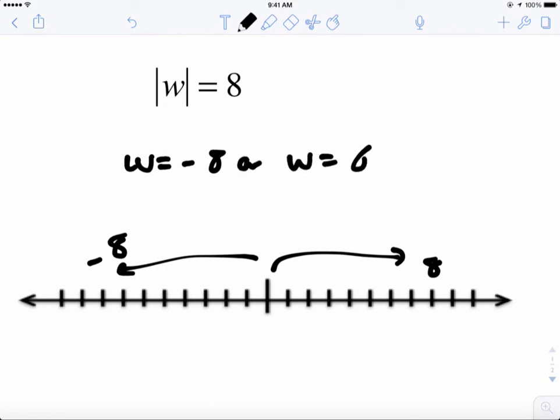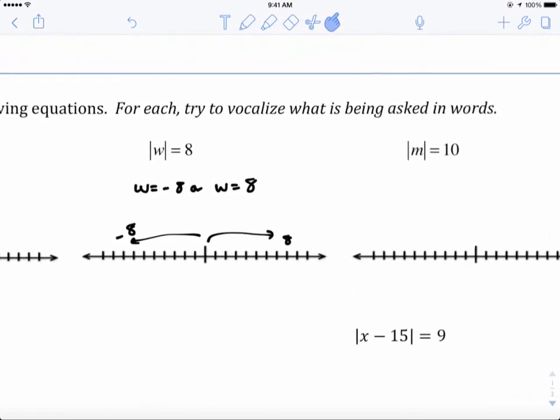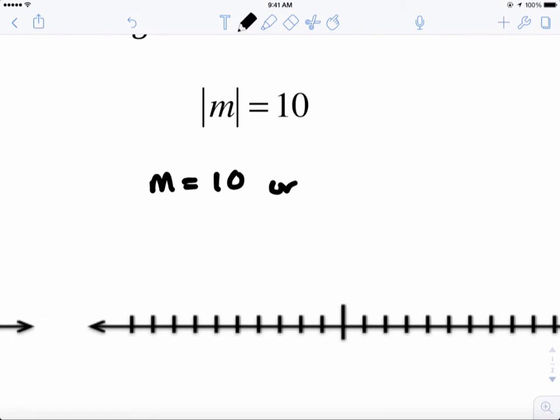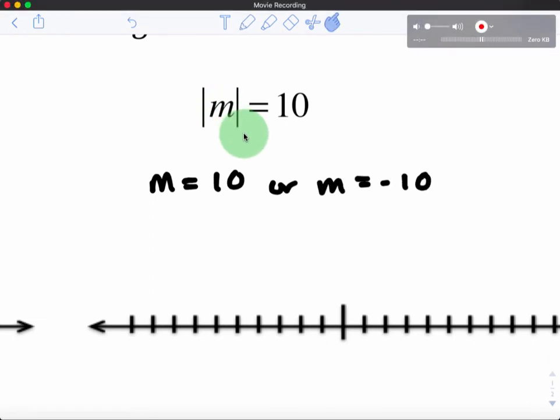Not so bad. And so I'm finding that when we have equations that are just the absolute value of some number equals 10 or 8 or 17 or what have you, it's not so bad. Again, we're looking for a number or numbers who are 10 units away from 0 on the number line. So I think those numbers are going to be positive 10, 10 units to the right of 0, or negative 10, 10 units to the left of 0 on the number line. All right, not so bad.